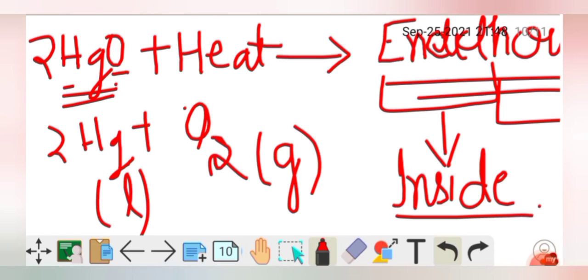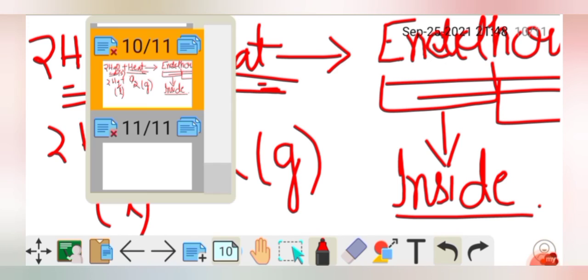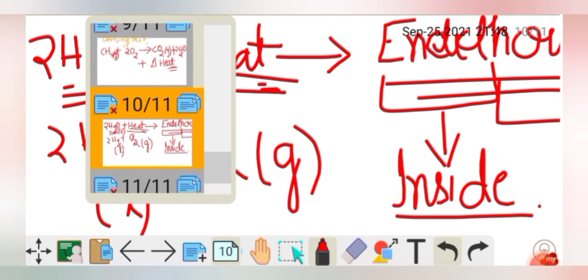So you must be thorough with this. Always you should write solid, liquid and gas. Okay, it gives a kind of impression on the examiner that you know the things clearly and you have learned these reactions very carefully. Okay, so this was all about endothermic reaction. In this, heat is involved in the reaction, and in the earlier reaction, let me show you here.